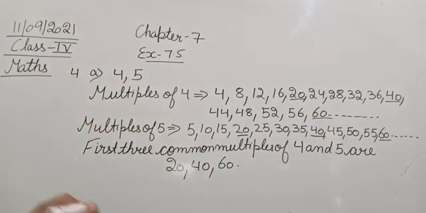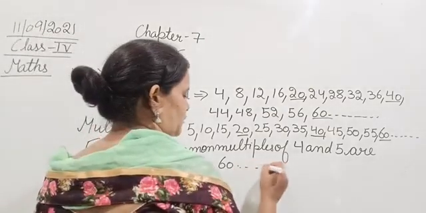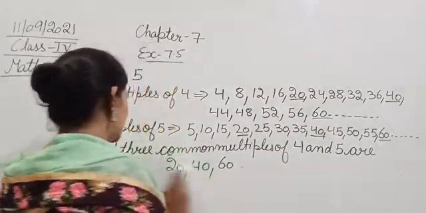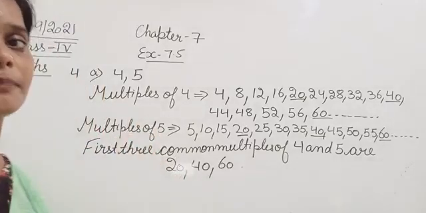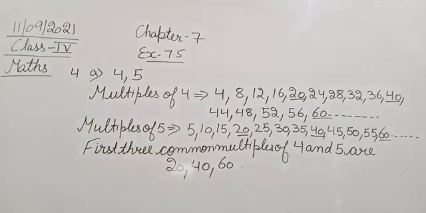I have not written continuity dots here, because they have asked us only about the first 3. So the first 3 common multiples will be this only, that is 20, 40 and 60.